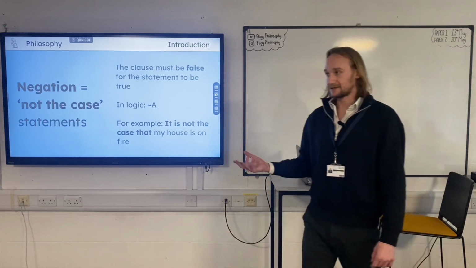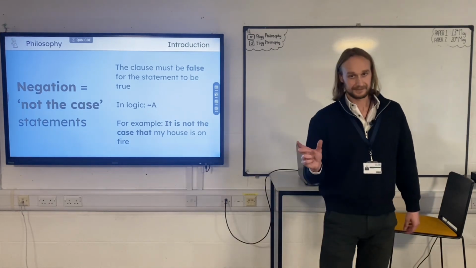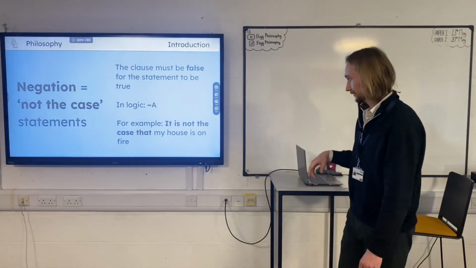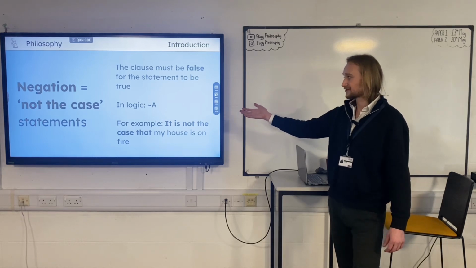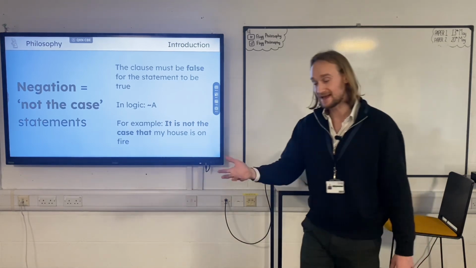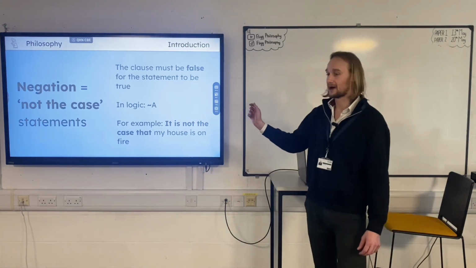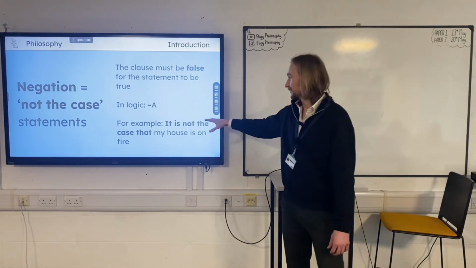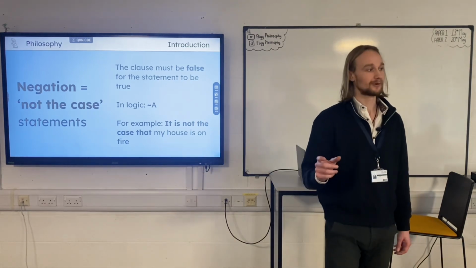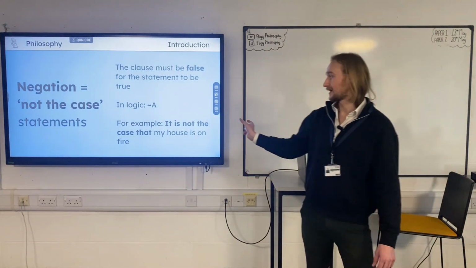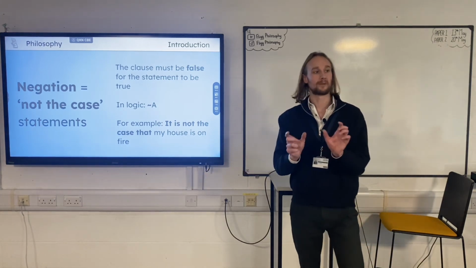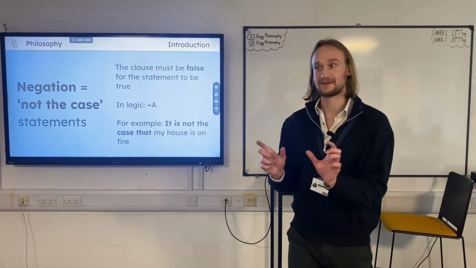A negation is basically to say that the clause isn't true. So a negation is just to say it's not the case that, for example, my house is on fire. For the statement, it's not the case that my house is on fire, to be true, it just has to be false that my house is on fire. So it's just the opposite of the clause, or to negate the clause.